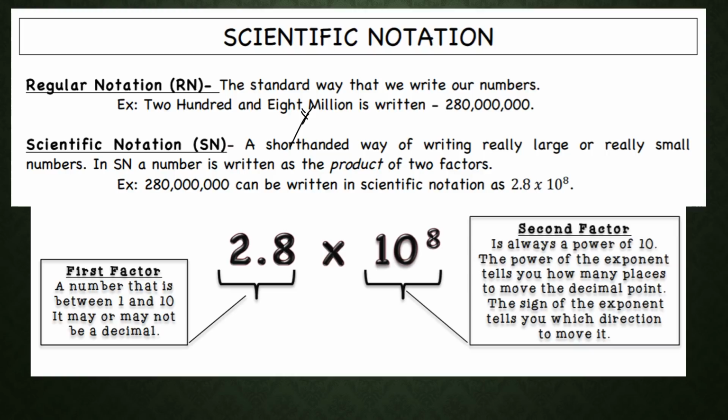Our first factor of 2.8 is a number that is between 1 and 10. It may or may not be a decimal. Your second factor is always a power of 10. The power of the exponent tells you how many places to move the decimal. The sign of the exponent tells you which direction to move it.